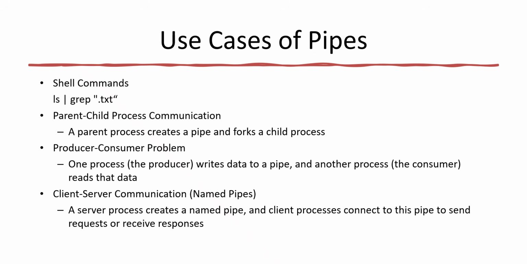The fourth example is client-server communication using named pipes. A server process can create a named pipe. A client process can connect to this pipe to send requests or receive responses. So pipes can be useful in several practical IPC scenarios.